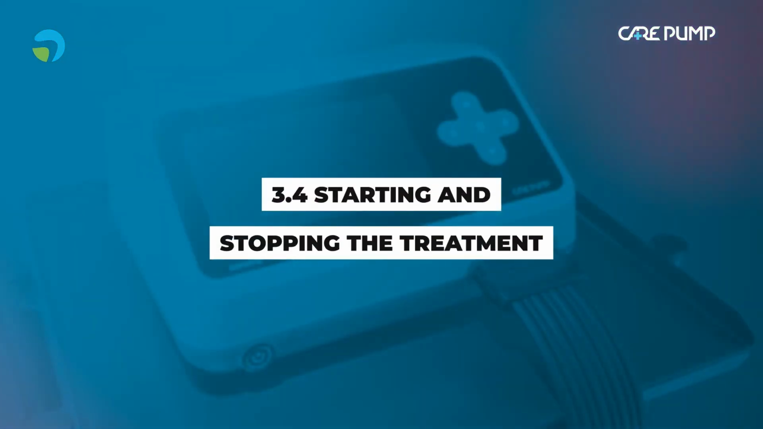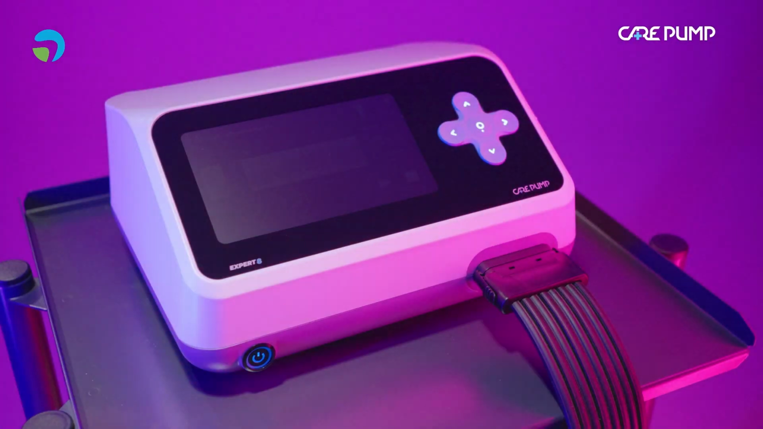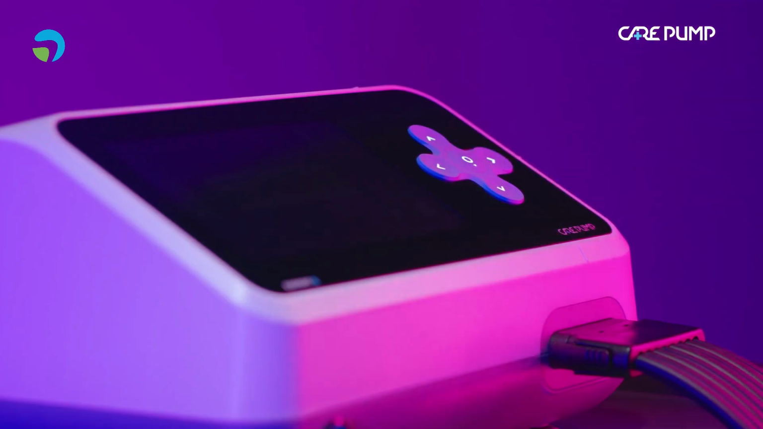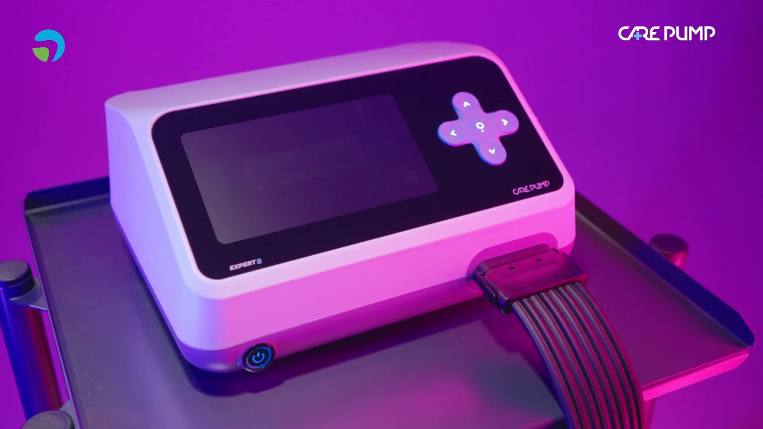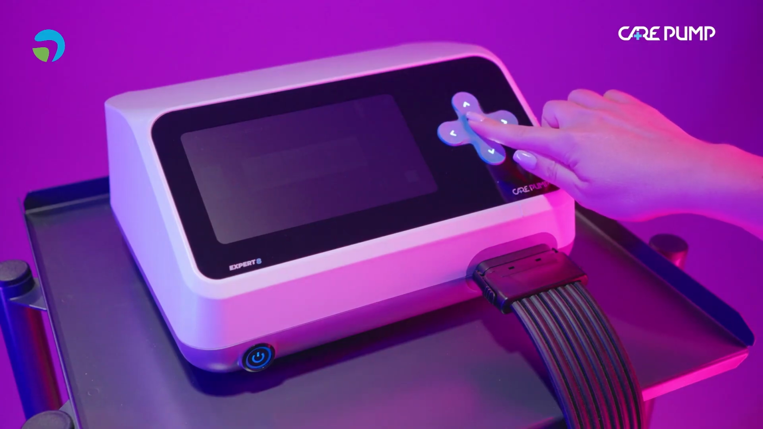Starting and stopping the treatment. Start the treatment by pressing the middle button on the keyboard. Therapy start. After hearing the message, starting the therapy, the chambers will start to pump according to the selected program and set parameters. To temporarily stop the treatment, press and hold the middle button on the keyboard.